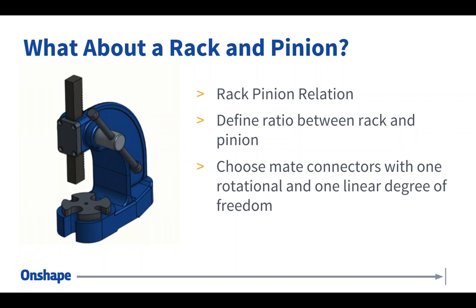I've already briefly mentioned it, but we have a specific command in the toolbar for this, and it allows you to define a ratio between the rack and the pinion. So for every 1 rotation of this, I get linear travel of this part a certain amount, right? And that's what you input.